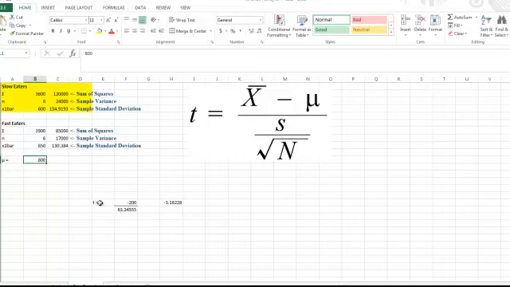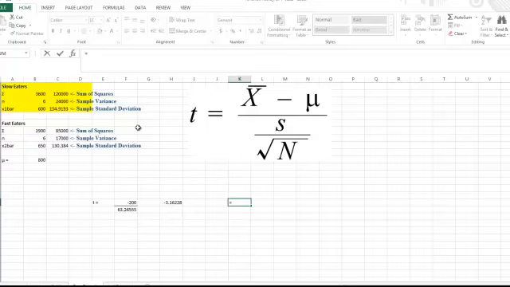So to do this in Excel, it's pretty simple. I can actually just do it again. You're going to do equals, so we need our sample mean. Our sample mean up here is 600. We're going to subtract our population mean, so I'm going to click down here in that 800 box, hit enter, and move on to our denominator.